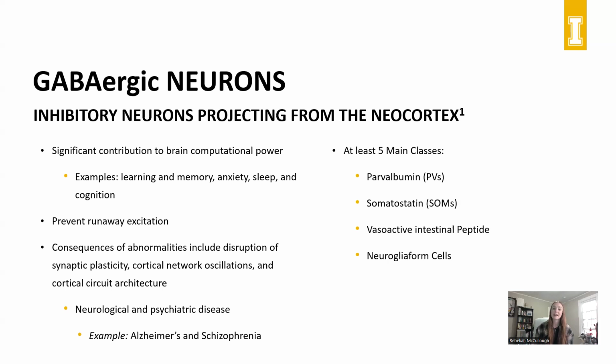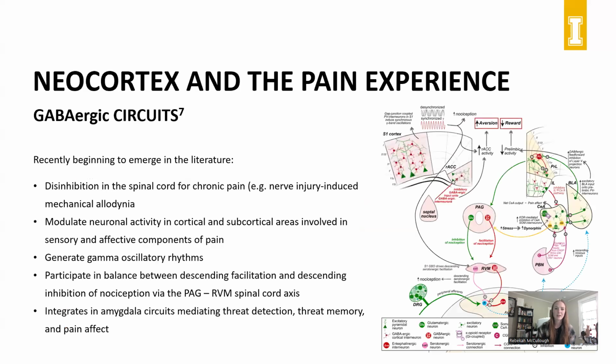So that's where we think that Alzheimer's and schizophrenia and some of those other diseases are coming from. And there's a couple of main classes. The parvalbumin and the somatostatin are the ones that are probably most discussed in the literature, but I'm not going to go too heavy into detail on that one. This is just to kind of give you a picture of how those GABAergic circuits work.